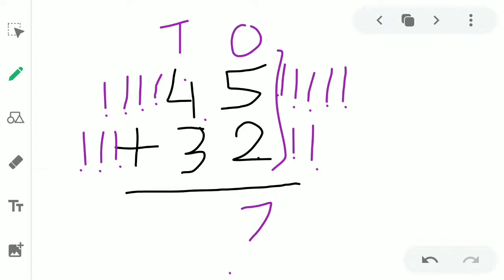It means 4 and 3, 4 plus 3, they make 7. So now we have got the answer that 45 plus 32, this is 77. The answer is 77. And if you see both of these numbers, 45 and 32, both of these numbers are 2-digit numbers, because here we have got the numbers at the place of ones also, and here we have got numbers at the place of tens also. So 45 is also a 2-digit number, and 32 is also a 2-digit number.